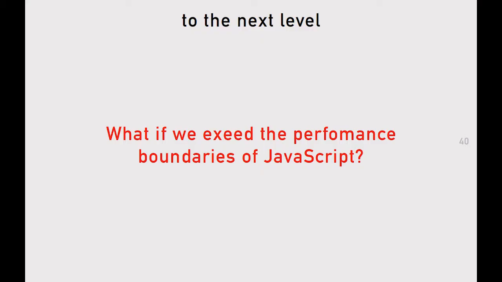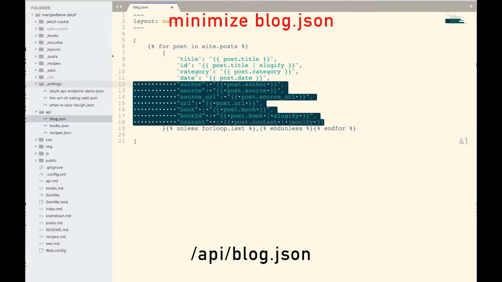Let's take it to the next level now. The blog API will grow over time and may at some point contain hundreds of blog posts. With respect to the API design in this demo, this might exceed the performance boundaries of JavaScript, and the application might crash. What can we do to prevent this? The first step is to minimize the content of blog.json. Here, from each blog post object, in fact, we only need title, category and date for the blog page. Doing so, we get rid of the huge content text block.